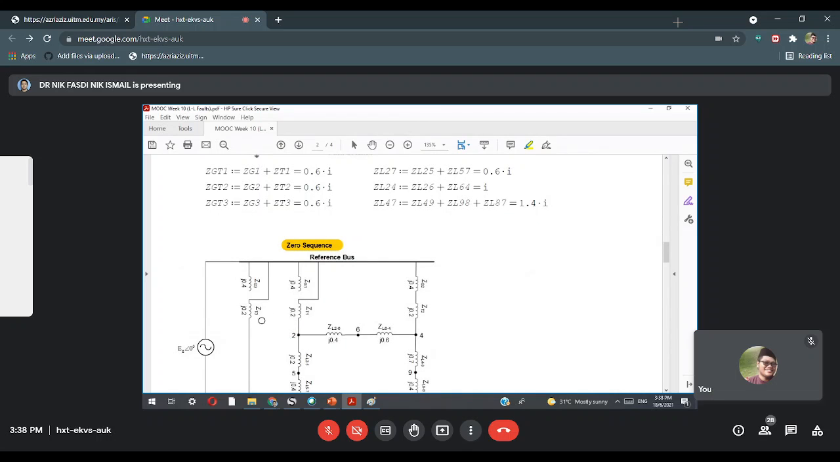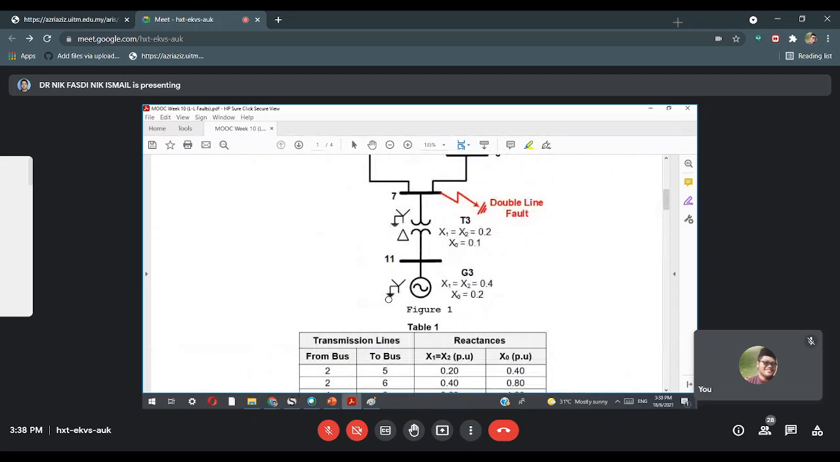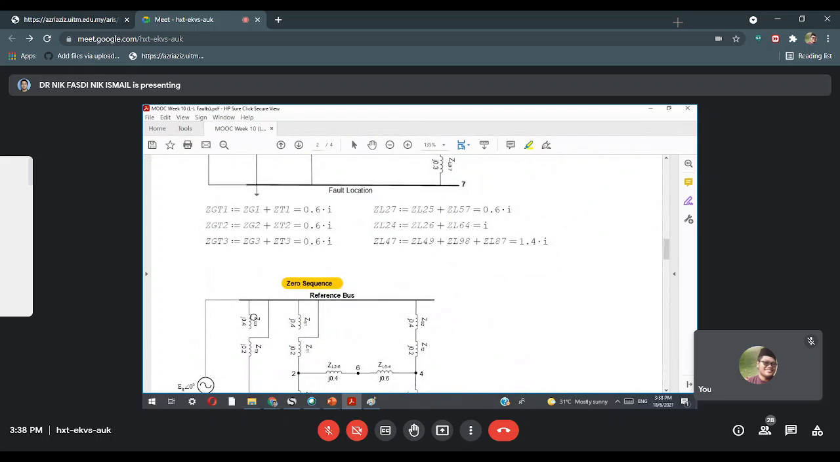However for T3, alright, T3 ni dia ada star kan? And then dia ada ground kan? Maksudnya dia sambung pada reference bus. That's why kat sini dia bypass G3 dan dia connected to the reference bus. Boleh faham? Okay. And then look at the G1 and T1.